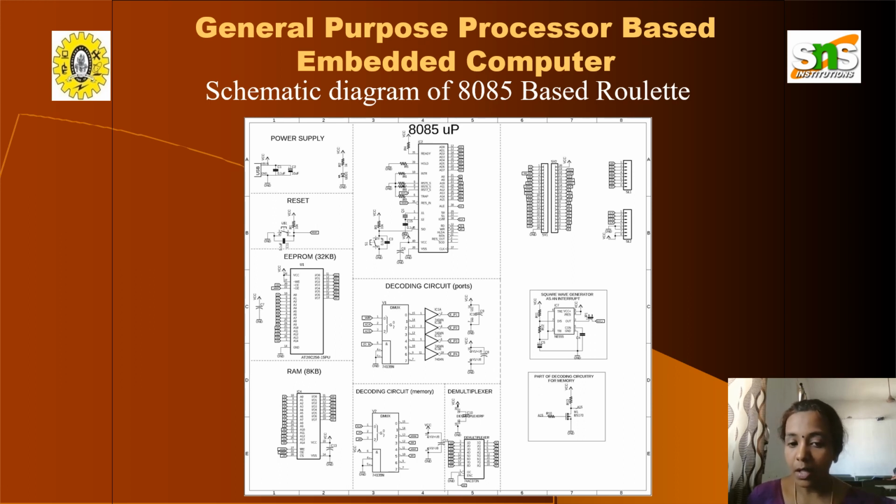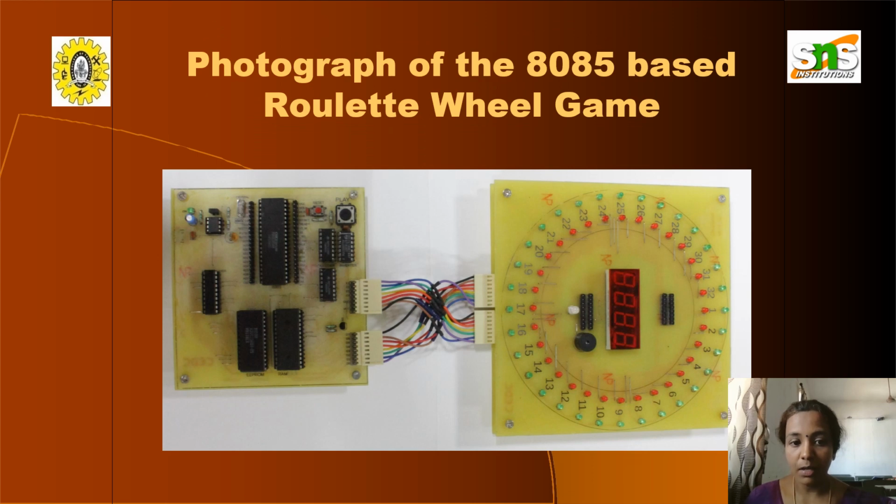The decoding circuit, we have three decoding circuits in the previous diagram, right? So the decoding circuit general diagram is given here. The pin diagram is given here. Likewise, the 8085 microprocessor IC diagram is also given in this picture.